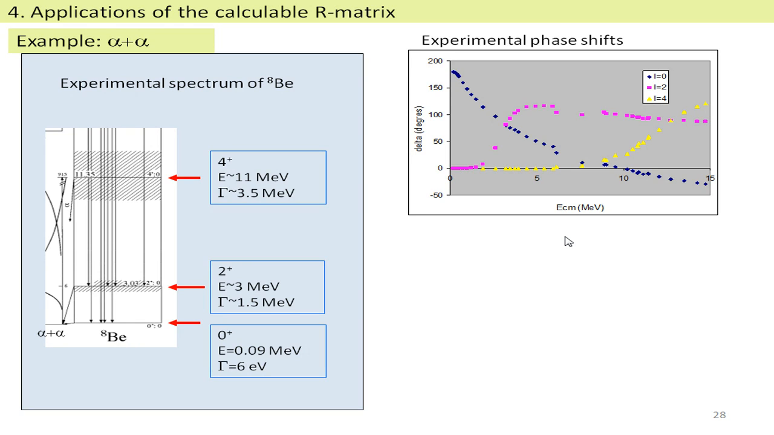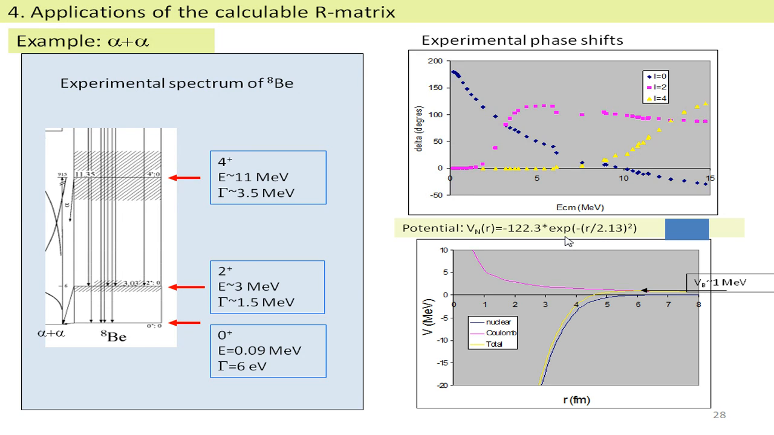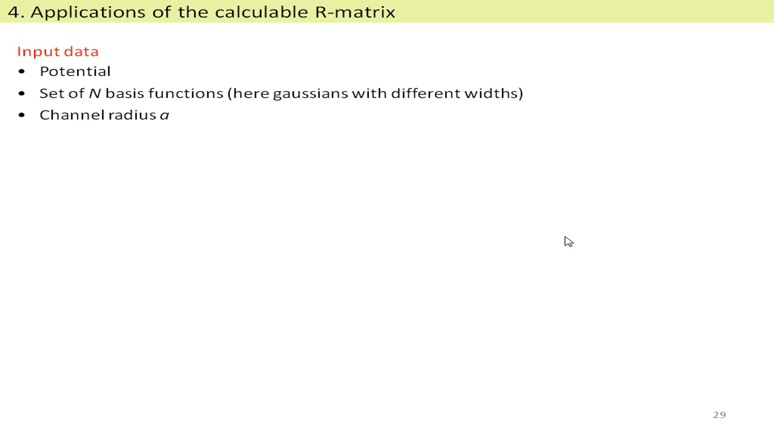This broad 2 plus resonance can be seen here in this pink phase shift. You have a resonance here around 3 MeV, which corresponds to these states, and here a broad 4 plus resonance, which corresponds to here. So there is a correspondence between the phase shift and the level scheme, as it should be. And again, this is the potential with the Coulomb barrier around 1 MeV.